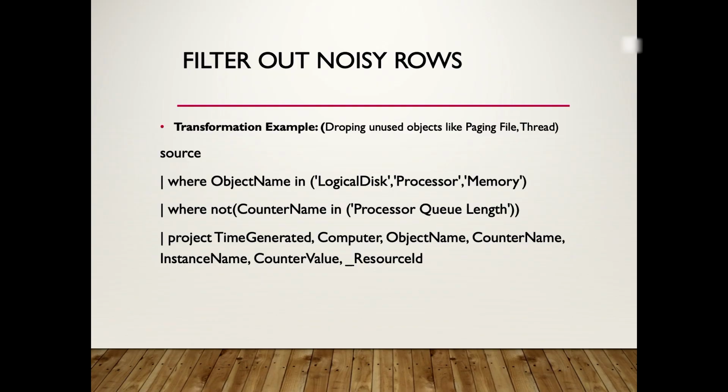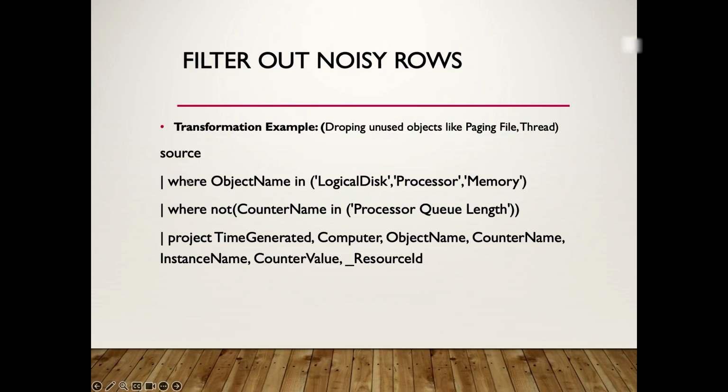In other words, here is the transformation example. How are we going to drop unused objects like the paging file and the thread? Like we said, not all the data is important. So how do we do it? We pretty much set up a KQL query, and we set it up as source where the object name is logical disk, processor, and memory. And we are not going to include processor queue length.